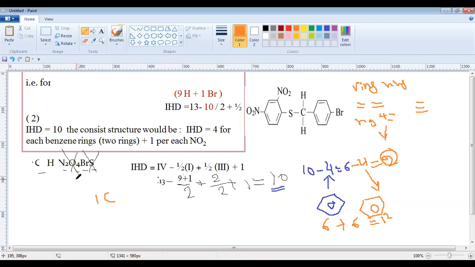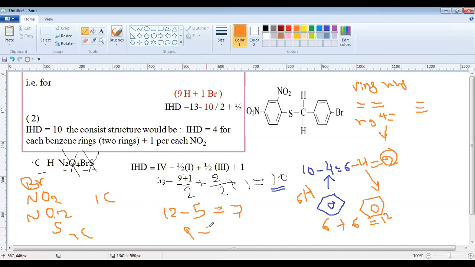Here I'm going to have N2O4, it means 2 nitro groups, NO2. And I have bromine, a sulfur atom, and 1 carbon. That means 5 substituent groups. Each benzene ring requires 6 hydrogens. 6 plus 6 will be equal to 12, minus 5 here, it equals 7. How many hydrogen atoms do I have? I have 9. 9 minus 7 will be equal to 2.